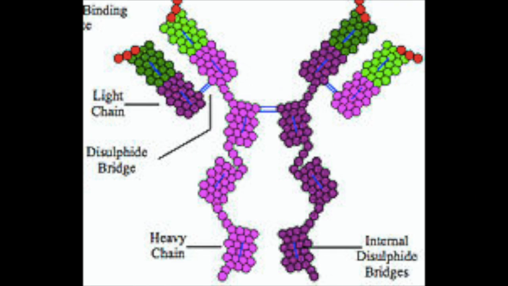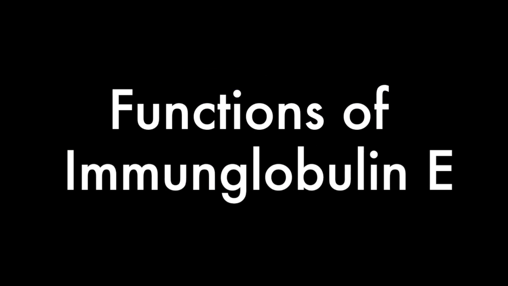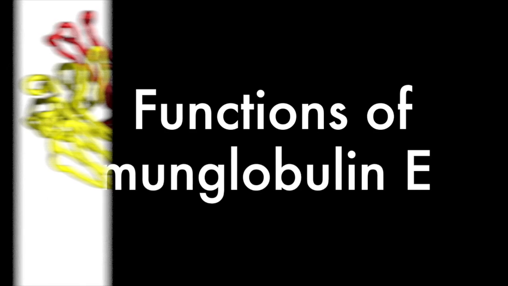Heavy and light chains are held together by a combination of non-covalent interactions and covalent interchain reactions. The hinge region is held together by only disulfide bonds. Now I am going to explain the function of IgE.